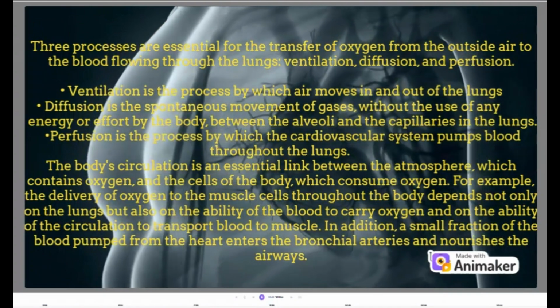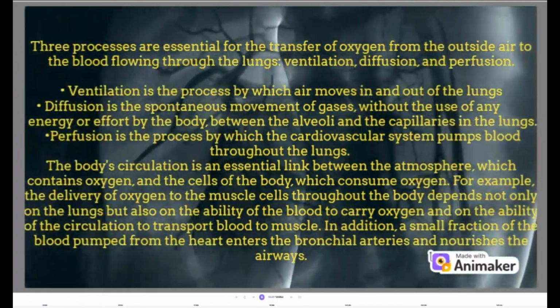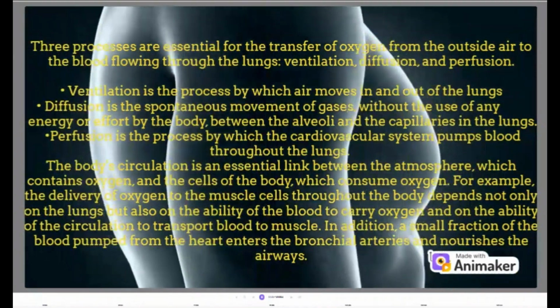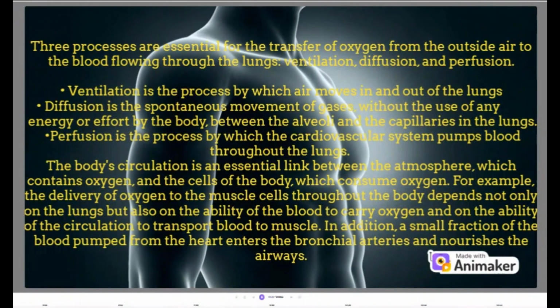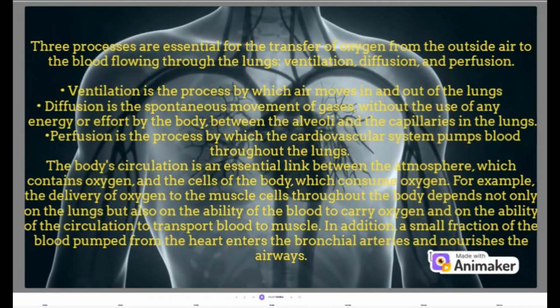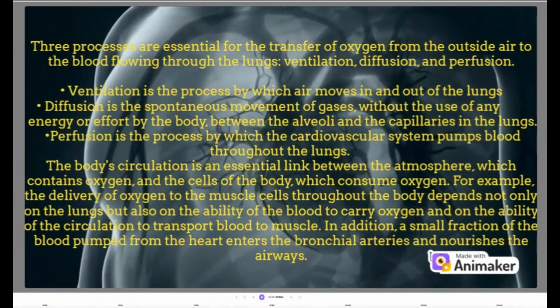The body's circulation is an essential link between the atmosphere, which contains oxygen, and the cells of the body, which consume oxygen. For example, the delivery of oxygen to the muscle cells throughout the body depends not only on the lungs but also on the ability of the blood to carry oxygen and on the ability of the circulation to transport blood to muscle. In addition, a small fraction of the blood pumped from the heart enters the bronchial arteries and nourishes the airways.